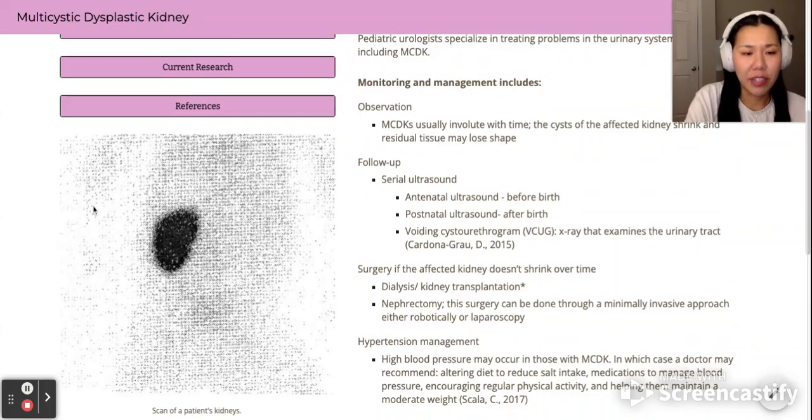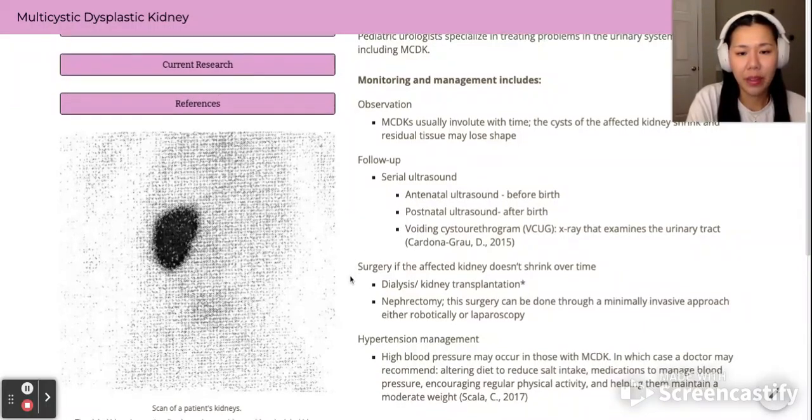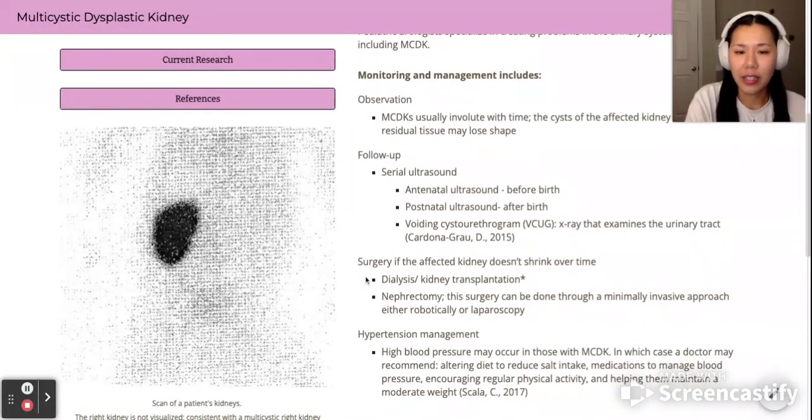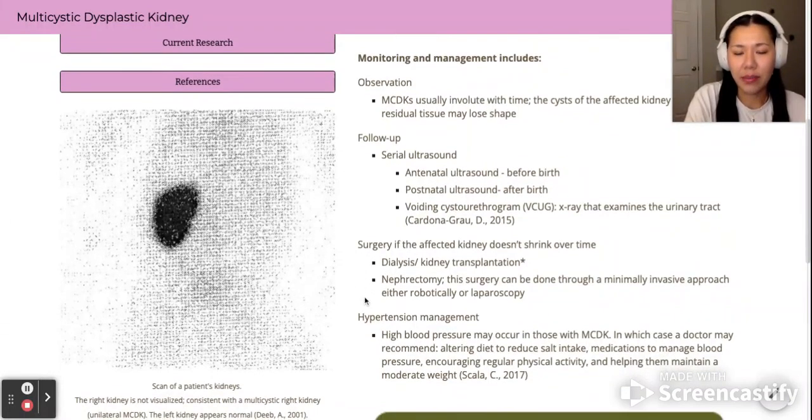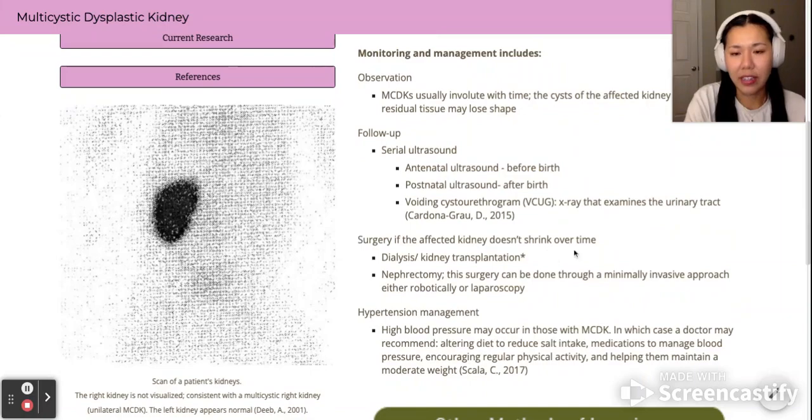And then I thought this image here was interesting because it does indicate unilateral MCDK, because we only see one kidney here when it is a scan of both kidneys. But because one kidney is rendered non-functional, we see that it disappears or involutes over time, like we talked about earlier. And of course, in the worst cases, usually surgery, dialysis, kidney transplantation, nephrectomy in the case the kidney does not shrink over time.